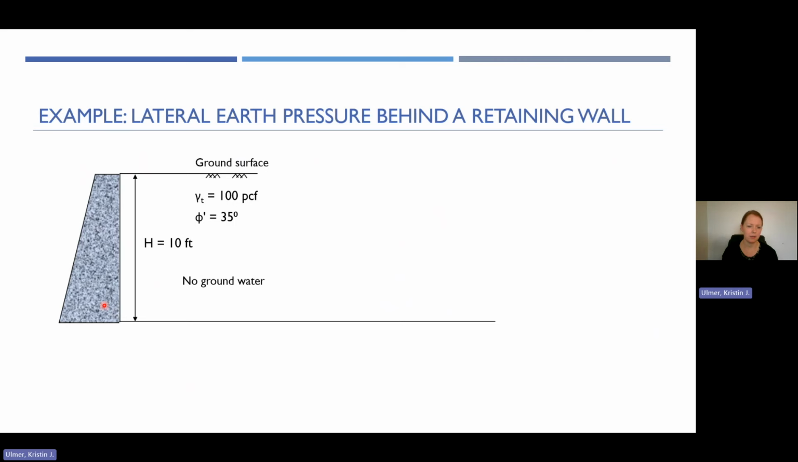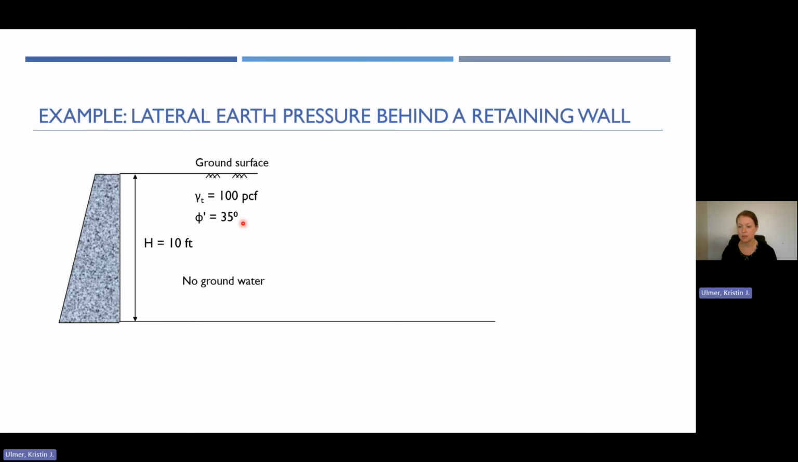So here we have a retaining wall with backfill soil behind. Here's the ground surface. In this case, I'm having no water behind the wall, no water table, no pore pressures to deal with. The height of the wall is 10 feet. You have 100 PCF soil, so that's your total unit weight of the soil. The friction angle of the soil is 35 degrees.